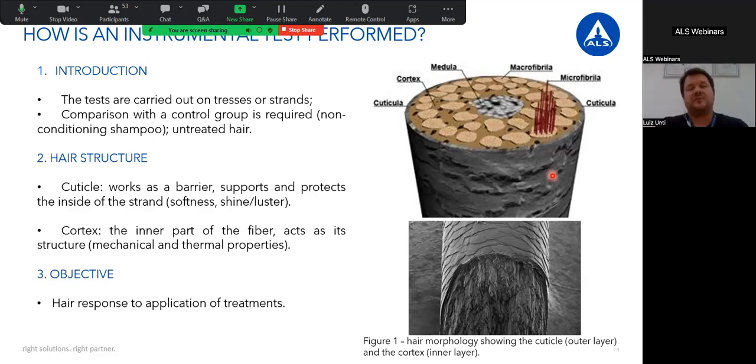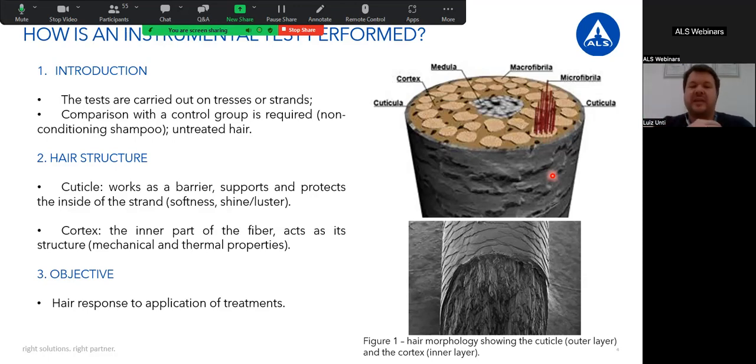Different from clinical testing, where we use a shampoo or conditioner or a mask directly on the final consumer, or for a consumer perception, here at the Hair Metrology Lab, we use tresses and strands to quantify the benefit the treatment can provide to the hair. In order to do that, we also have to use a second group of hair tresses to compare the treatment.